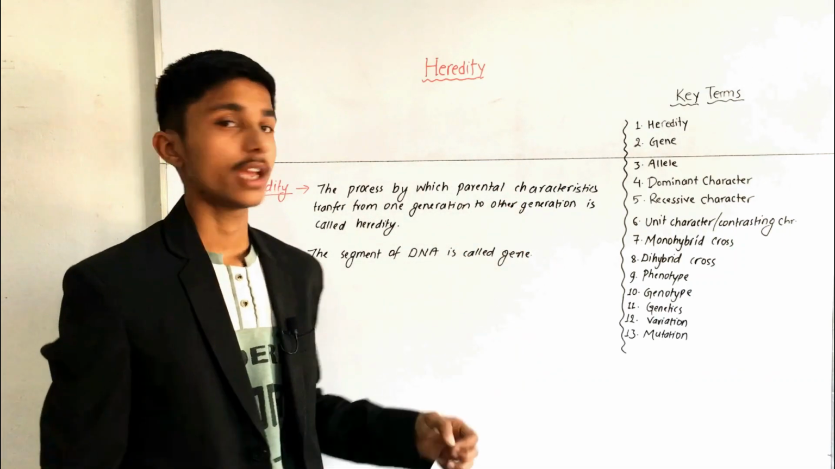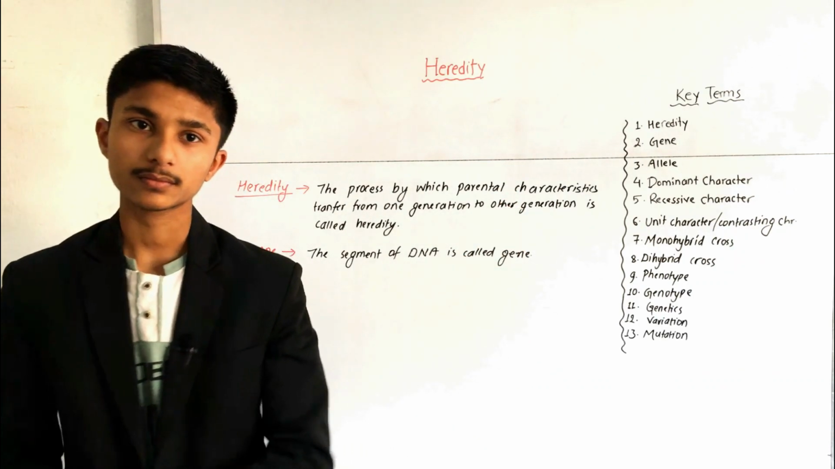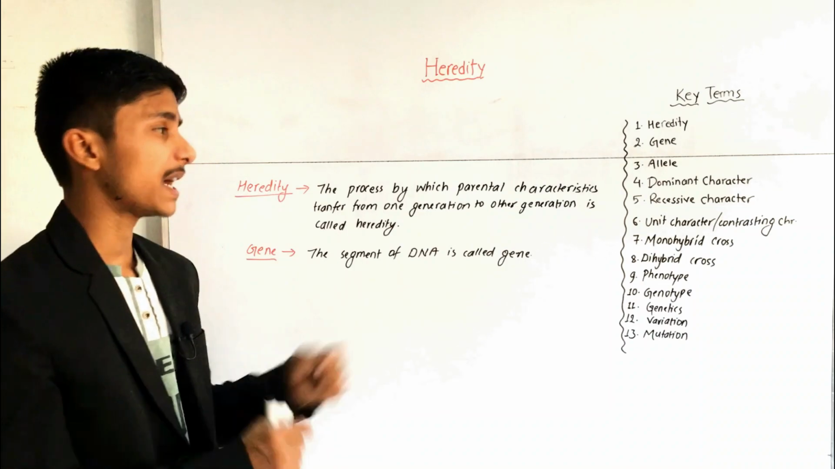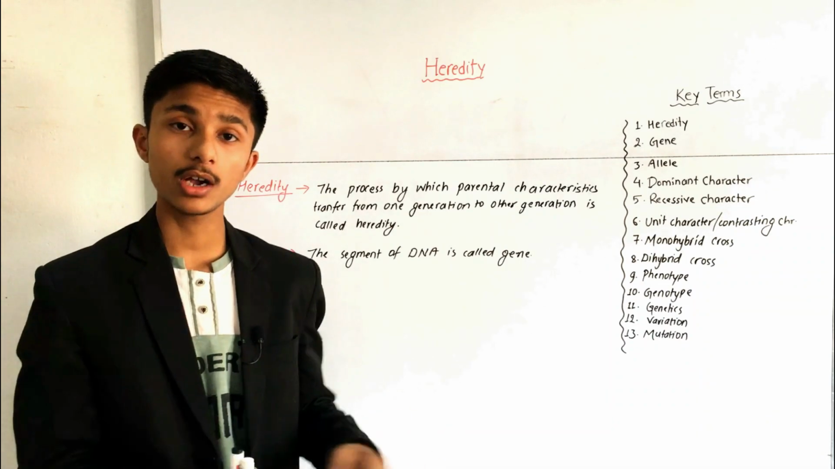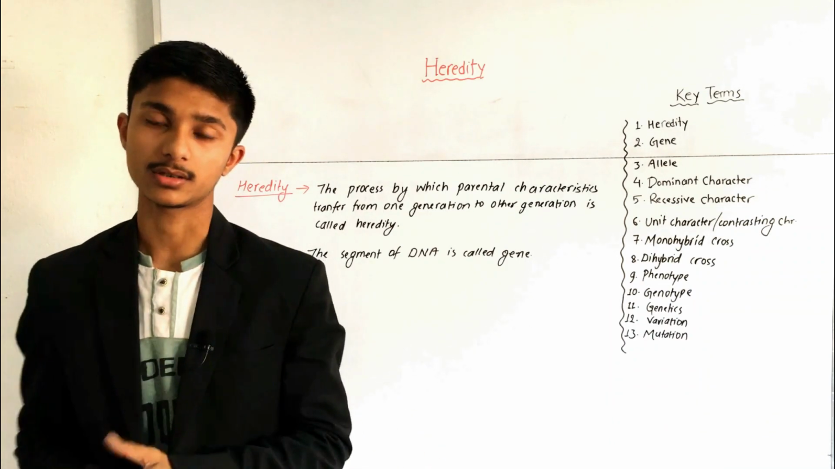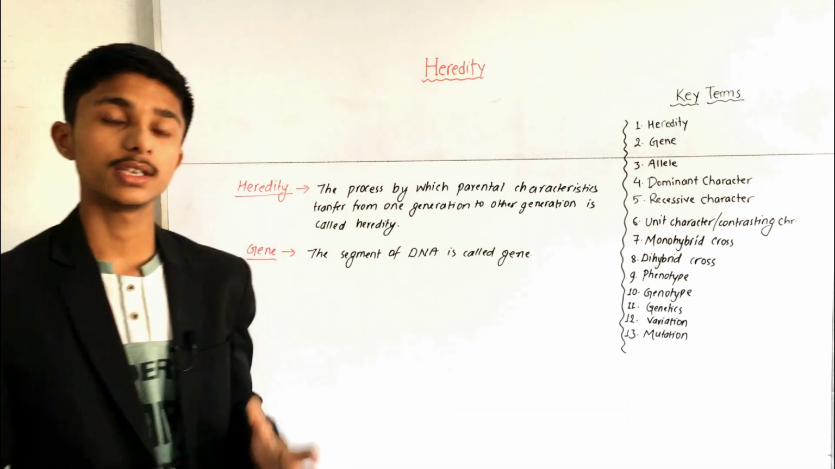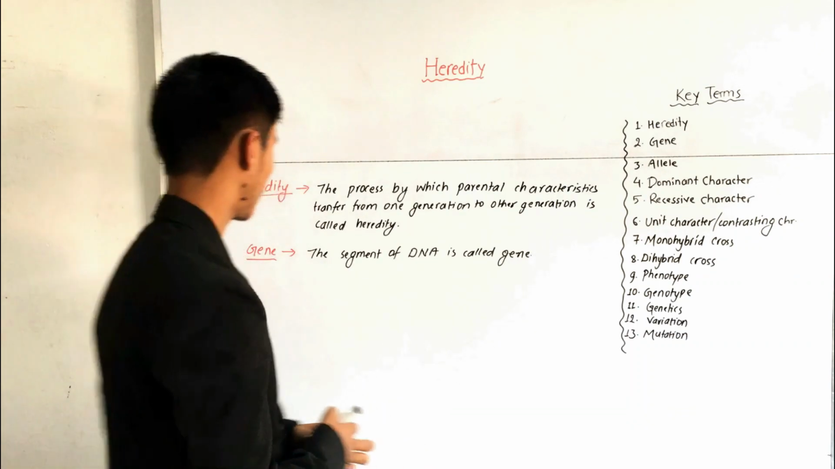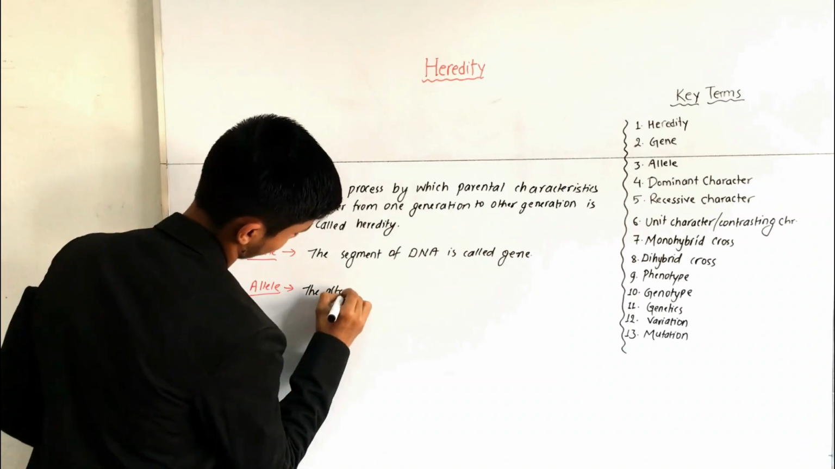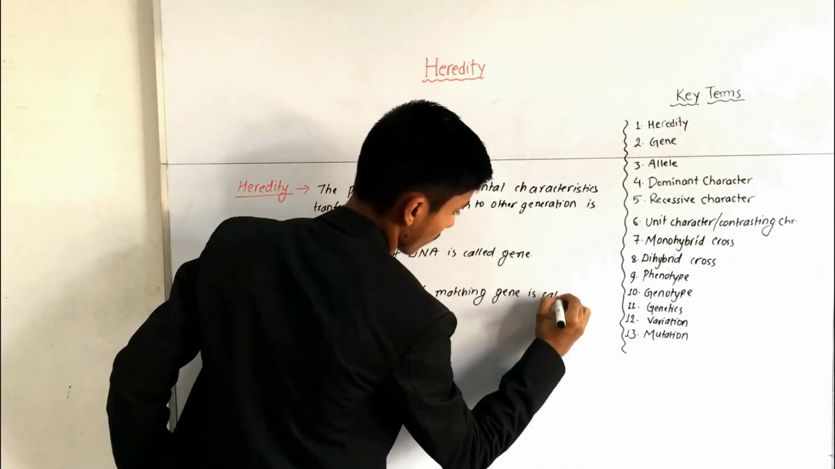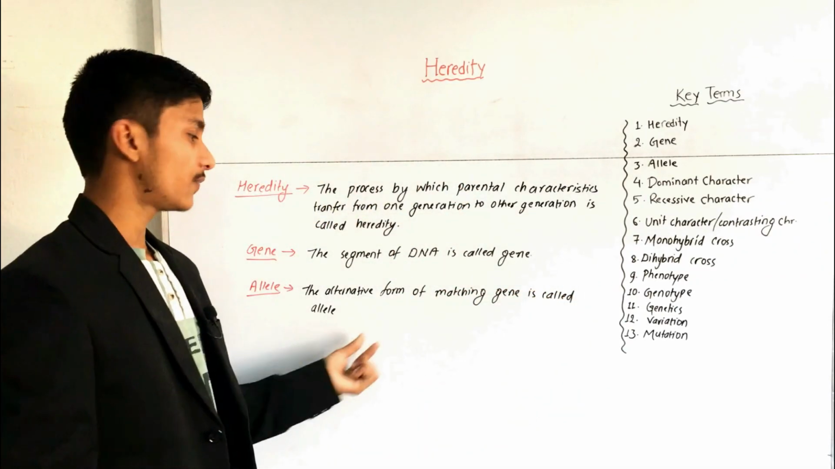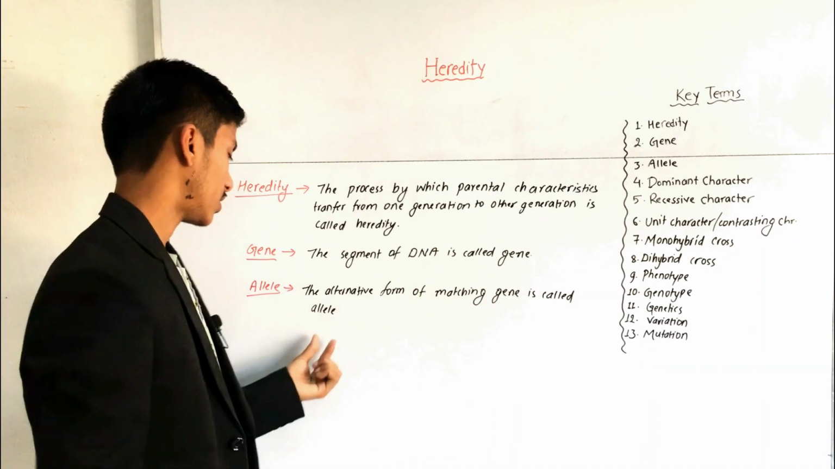Now the third one is allele. What is an allele? It is the alternative form of a matching gene. The alternative form of a matching gene is called an allele.